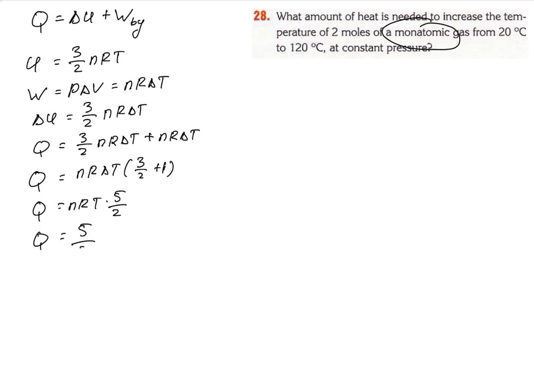Let's put in numbers. There are 2 moles multiplied by 8.31 times the change in temperature, which is 100. So you have to get 4,155 joules of heat.